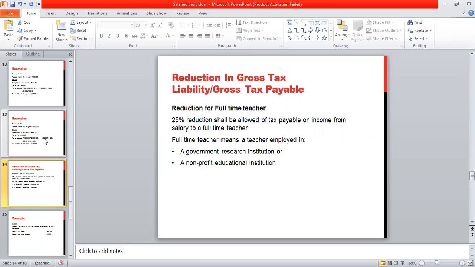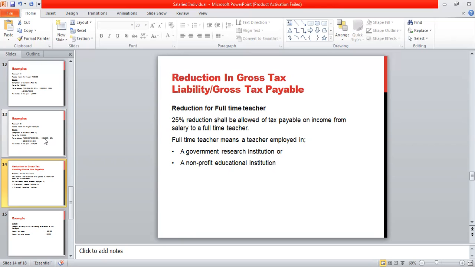My next topic is reduction in gross tax liability. Here I am covering reduction in tax liability for a full-time teacher. For a full-time teacher, 25% reduction shall be allowed of tax payable on income from salary to a full-time teacher. 25% reduction.